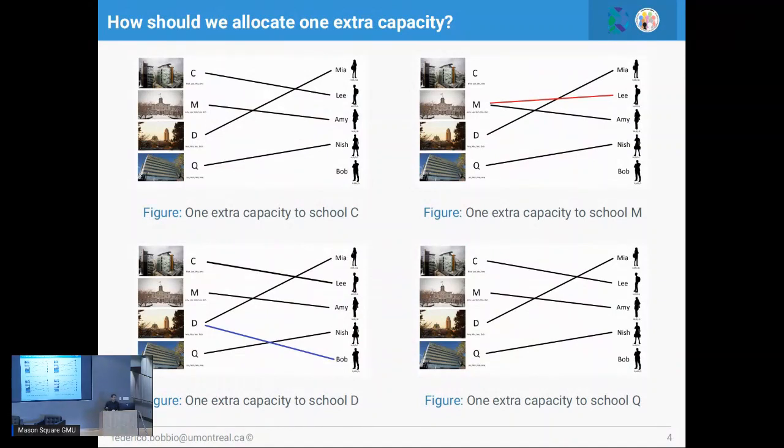Let's start from top left. If we allocate one extra capacity to school C, then nothing changes. Let's go clockwise. If we allocate one extra capacity to school M, Lee, who was previously assigned to school C, improves his own assignment and gets into school M. Bottom right, we allocate one extra capacity to school Q. Again, nothing changes. Finally, if we allocate instead one extra capacity to school D, we have that finally Bob manages to get enrolled.